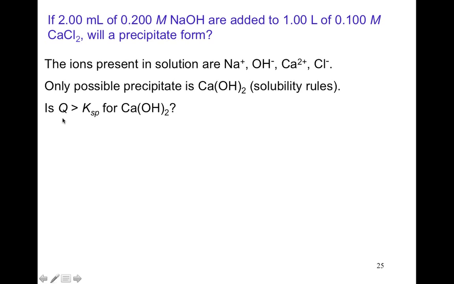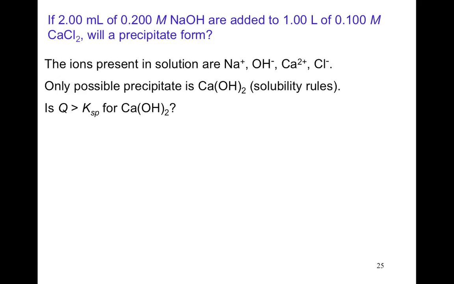So what we have to ask ourselves is, if we solve for this as is, is our Q greater than our KSP? Because you'll recall, if Q is greater than KSP, we are supersaturated and will form a precipitate. If Q is less than KSP, then we will not form a precipitate because we are unsaturated. We could still put more in the solution.